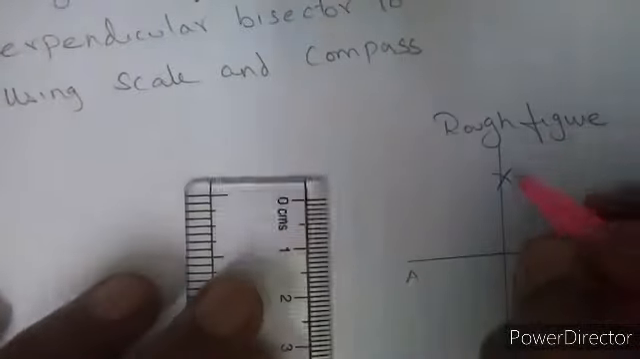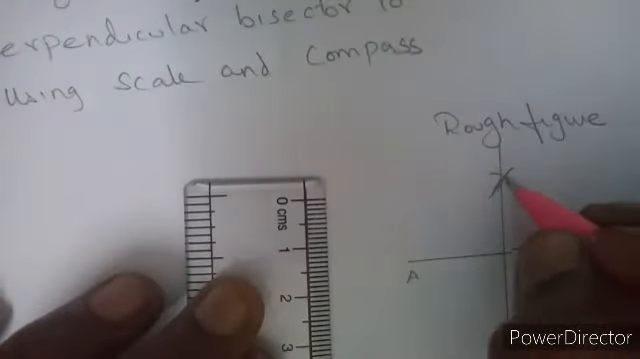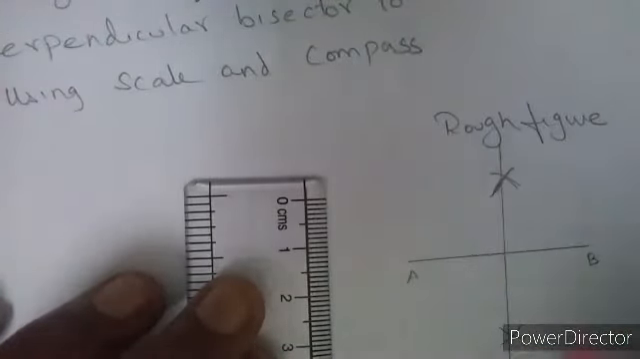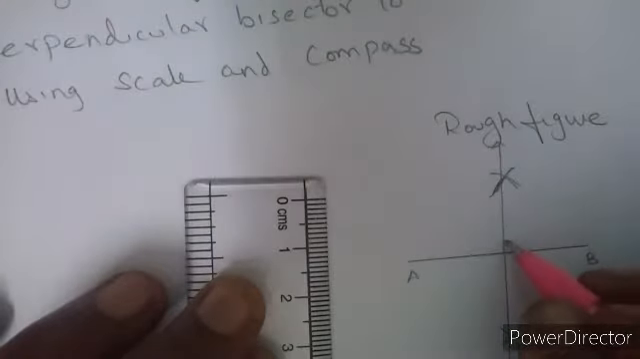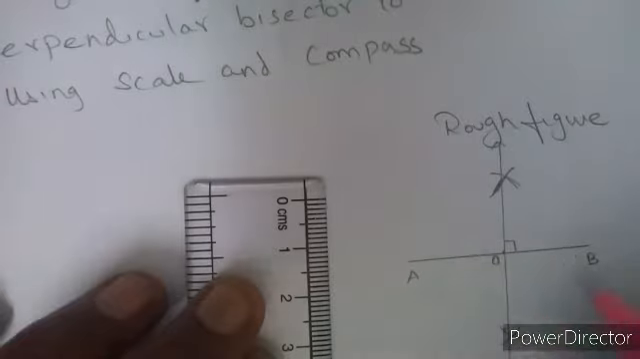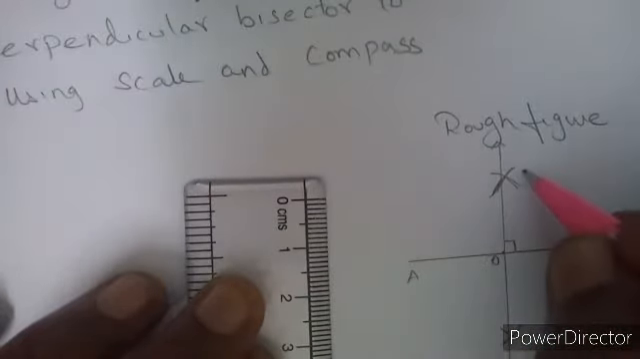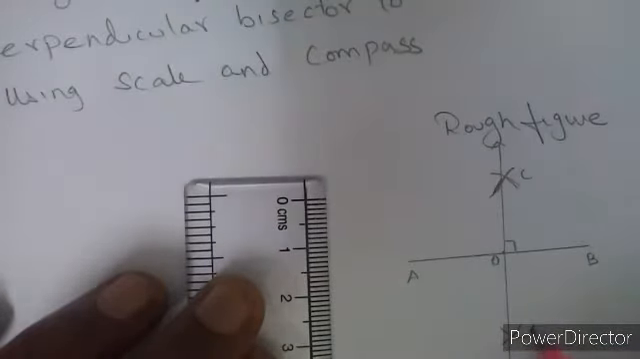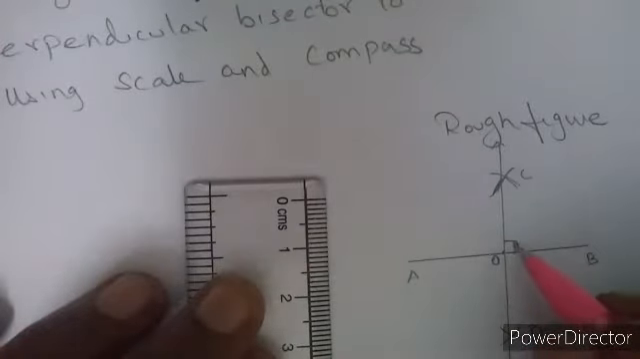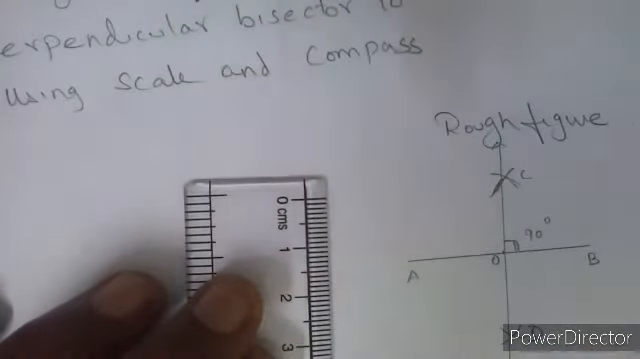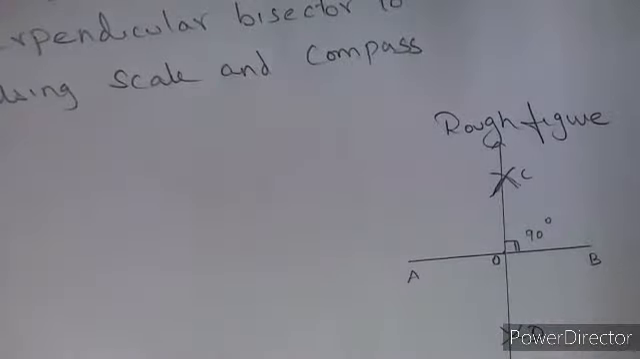This is a rough figure of your given sum. This point is known as the point of intersection. You can name it as O, and the other points as C and D. So angle AOC or BOC should be 90 degrees. Okay students, let's do the sum.